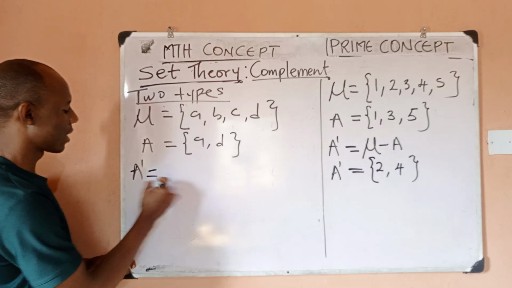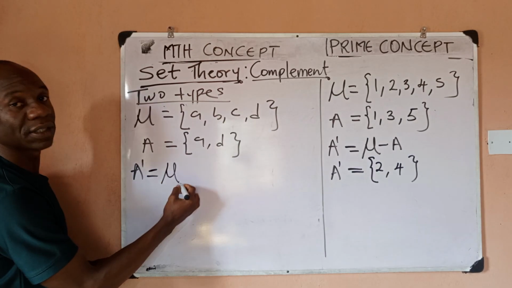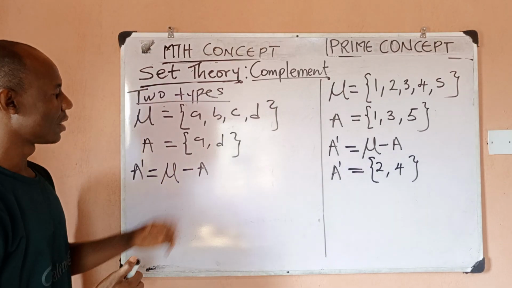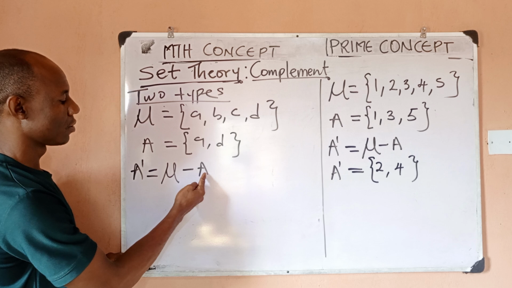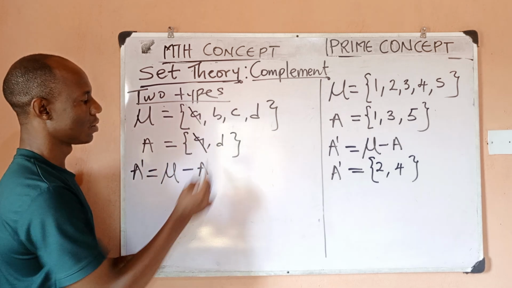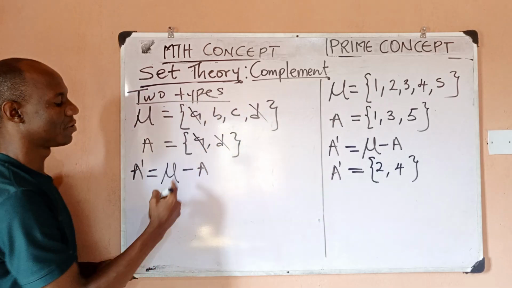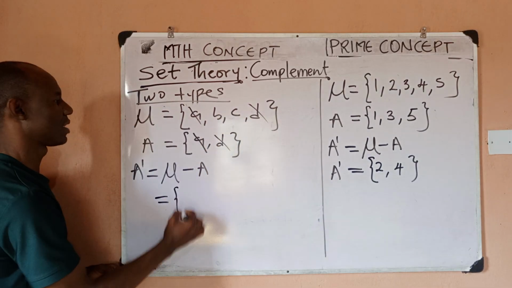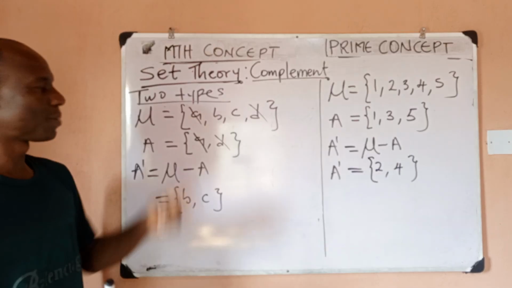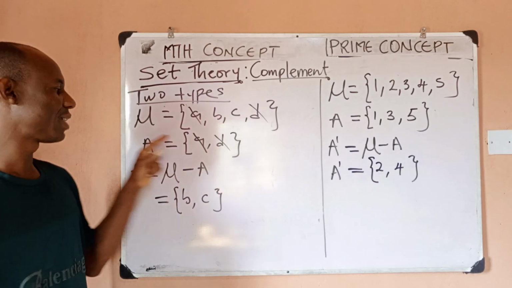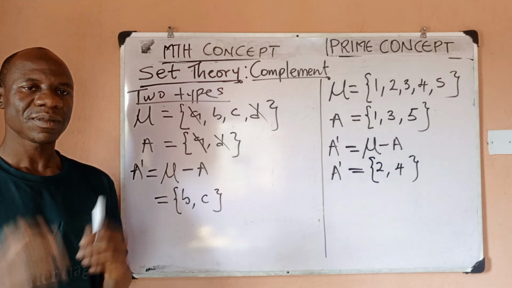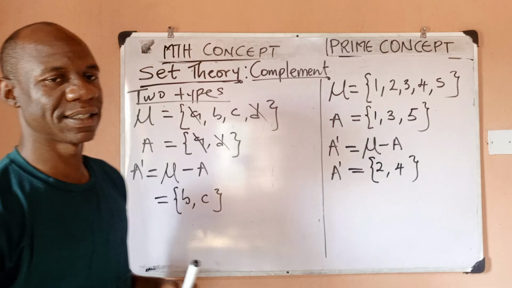I've told you that A complement simply means universal set difference A. So you're going to cancel what you have in A from the universal set. If this should go, this should go. What is left in the universal set is simply B, C. So what is present in the universal set but is not present in A is what you refer to as A complement. This is the first type of complement that we have.